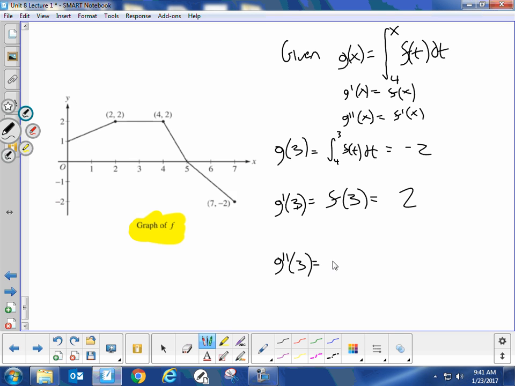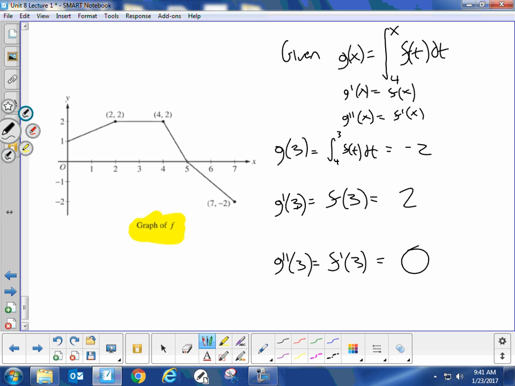What's G double prime of 3? Well, it's the same as f prime of 3. F prime is the slope of the tangent to f at 3, which is what? 0. Okay. Now, what you will also be asked is, where does G have a relative max or min? Where does G have an inflection point?